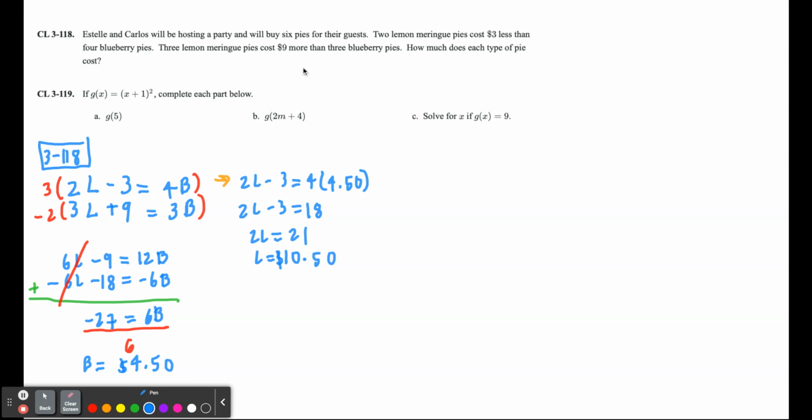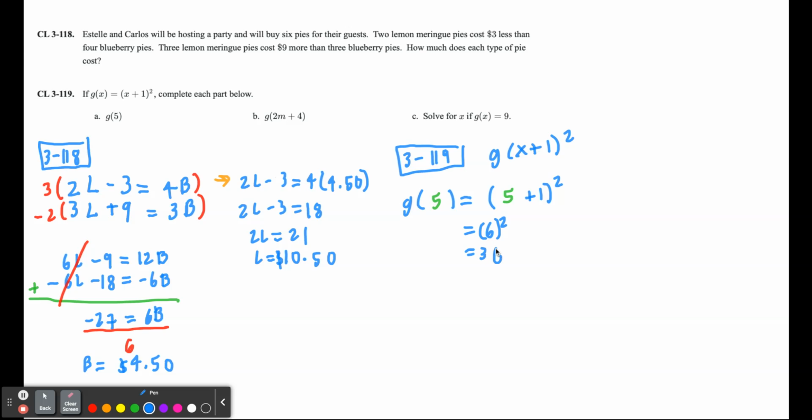Okay, so for this one, it says if g of x equals x plus 1 squared, repeat each of the following. So ask for g of 5. So we'll go ahead and plug that in. So that will be 5 plus 1 squared, which is 6 squared, which is 36.